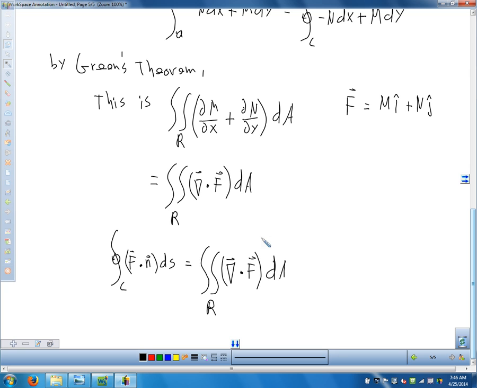Yes? Divergence is dot product. The curl is a cross product. Oh. Then that's what we did in the last example.